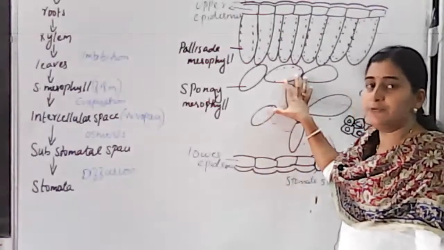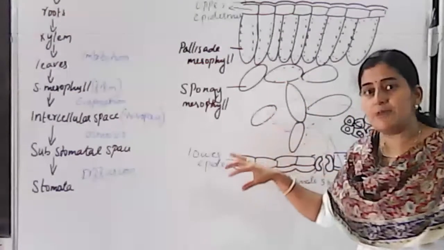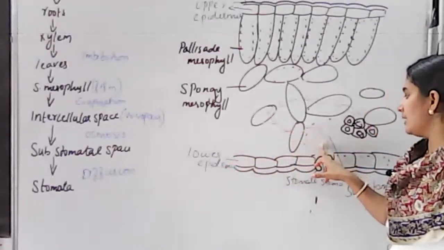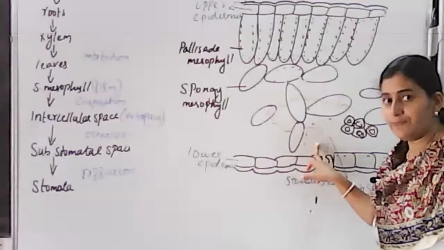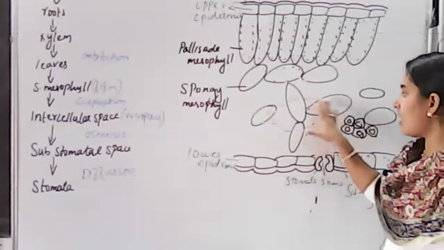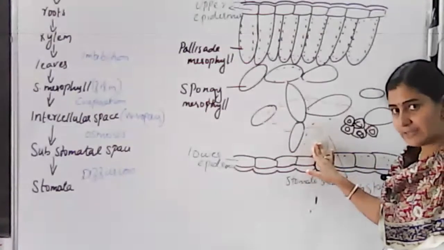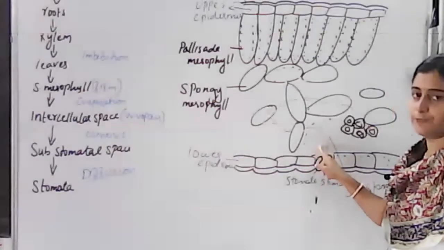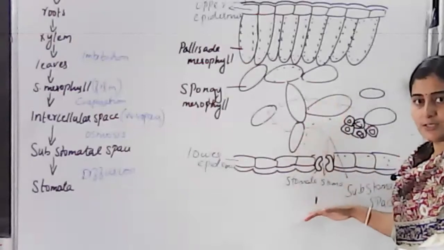And after using it for photosynthesis, the remaining water will be converted to water vapor by means of evaporation, and it is carried in the form of water vapor towards the intercellular space, and from there to the substomatal space in the form of vapor. So evaporation is taking place along with the process of photosynthesis. Then it is carried to the substomatal space, and from there to the stomata by means of diffusion. What is diffusion? From a highly concentrated region to a low concentrated region the water is moving, isn't it?